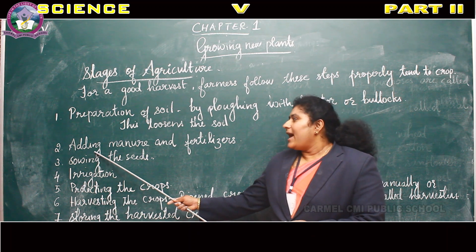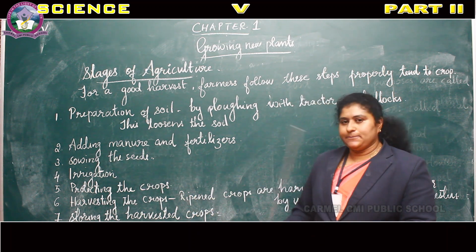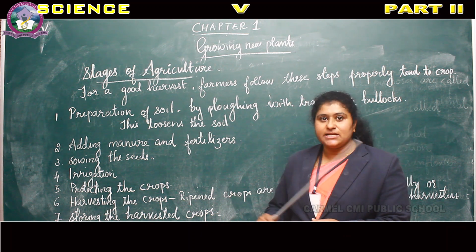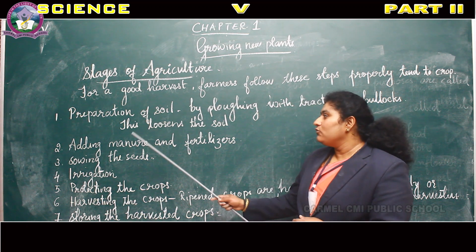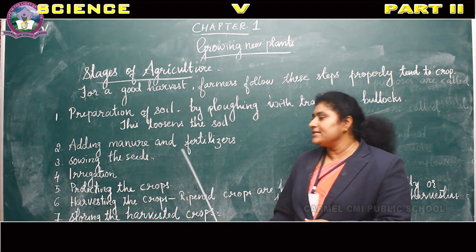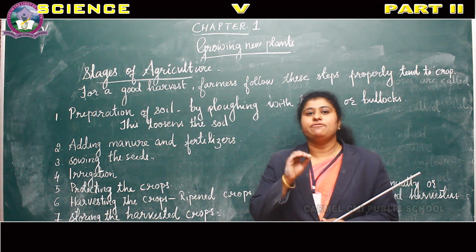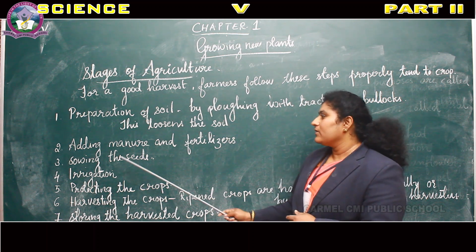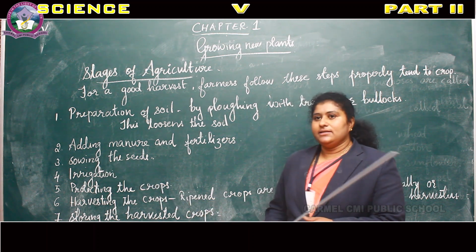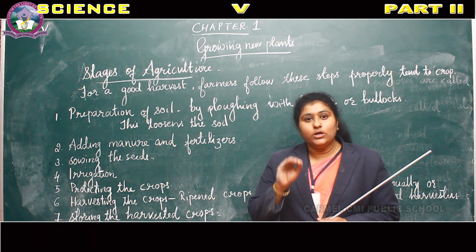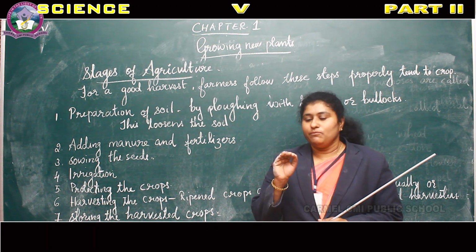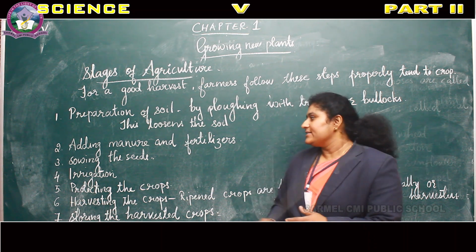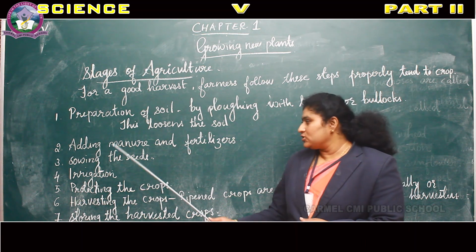Next step is adding manure and fertilizers. Cow dung is an example of manure. Fertilizers are available in the market. We need to add manures and fertilizers to the soil to increase the fertility of the soil. Next step is sowing the seed. We must sow healthy and good quality seeds to the field.